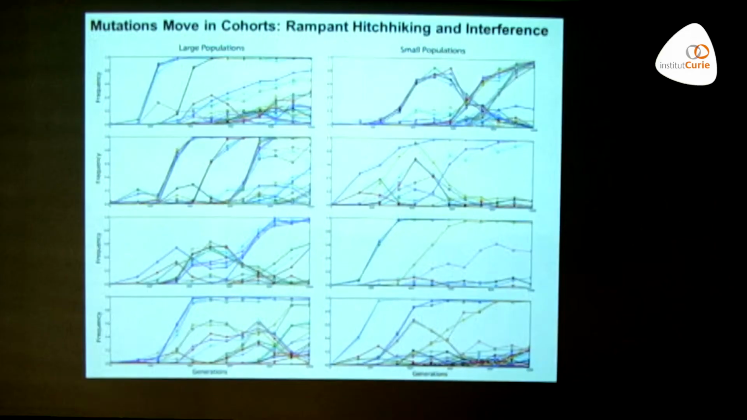My question is really stupid. When you say you sequence the whole population, you mean a representative part? Yes, of course. All I mean is we didn't pick clones. It's an unbiased sample of the population. Okay.